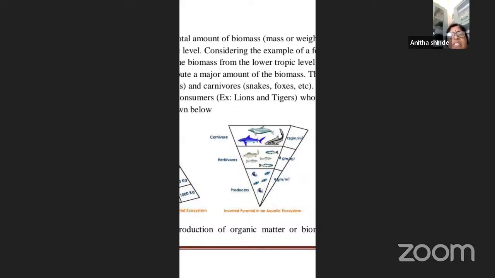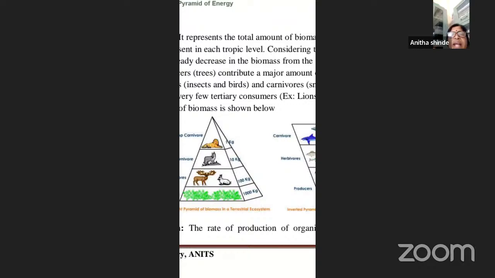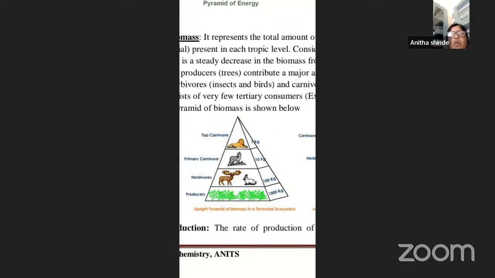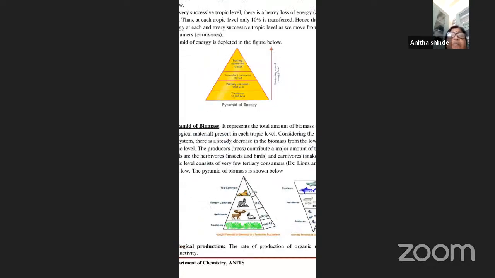When you talk about a terrestrial ecosystem, then you have the grass. Grass is eaten by the herbivores, that is the deer, rabbits, and all those things. This is eaten by the primary consumers, and you have the primary carnivores and the top carnivores. So this is about the pyramid of biomass.